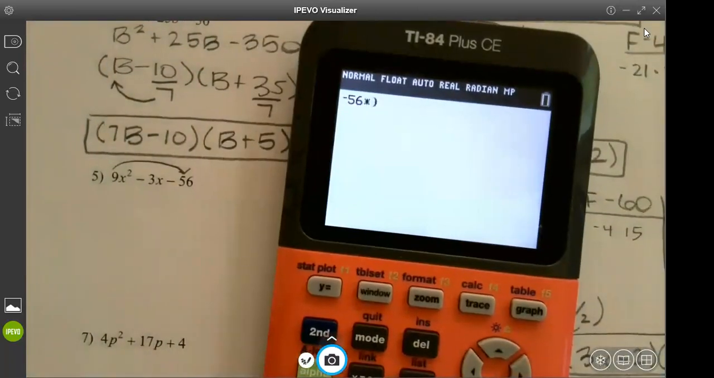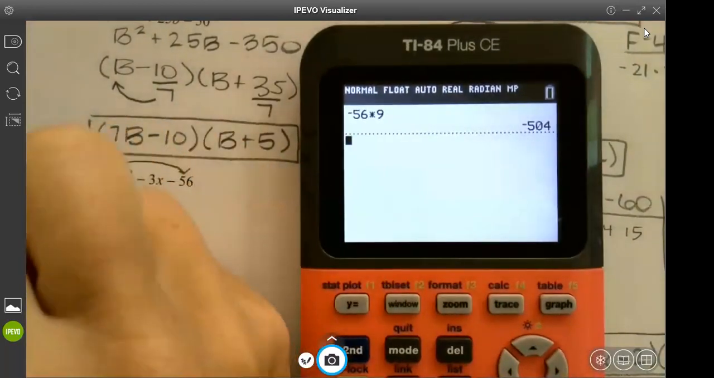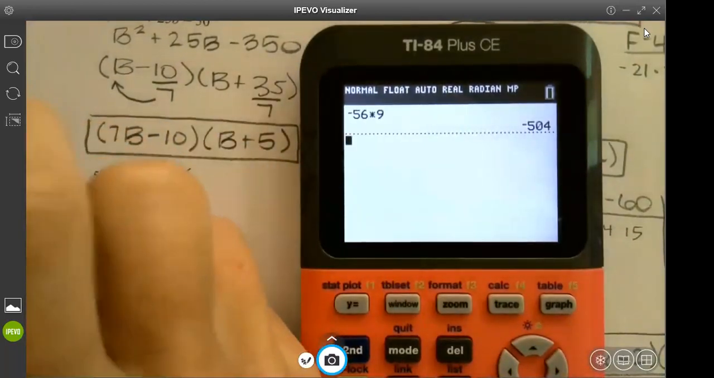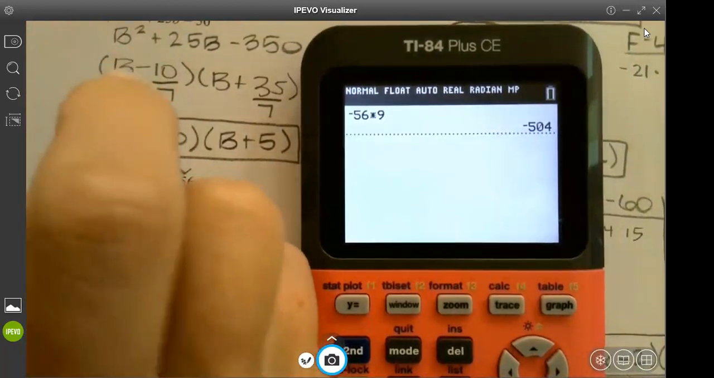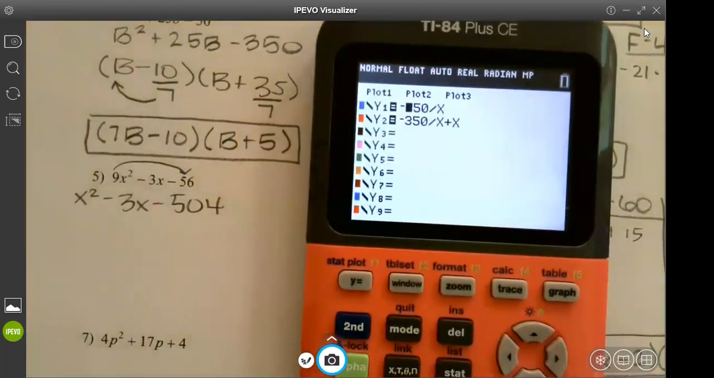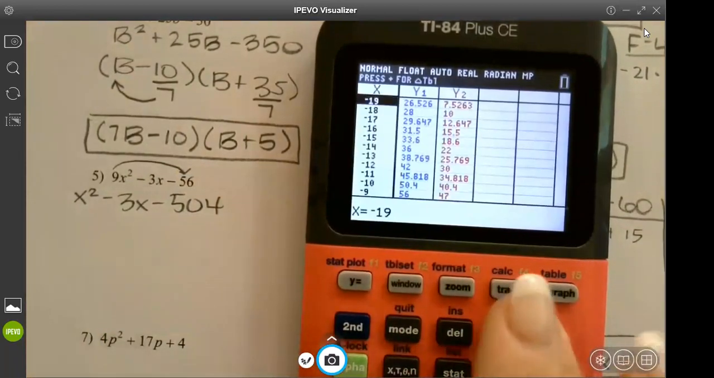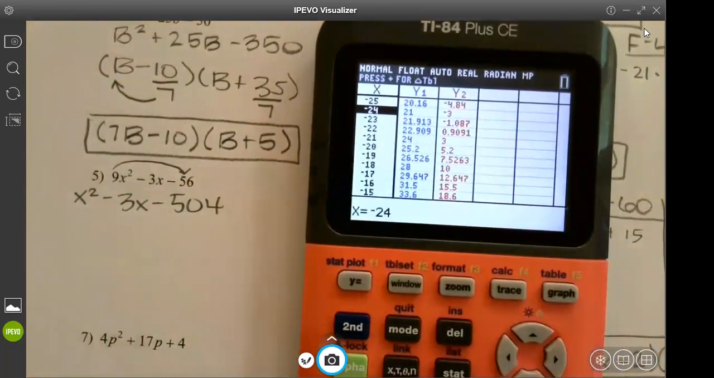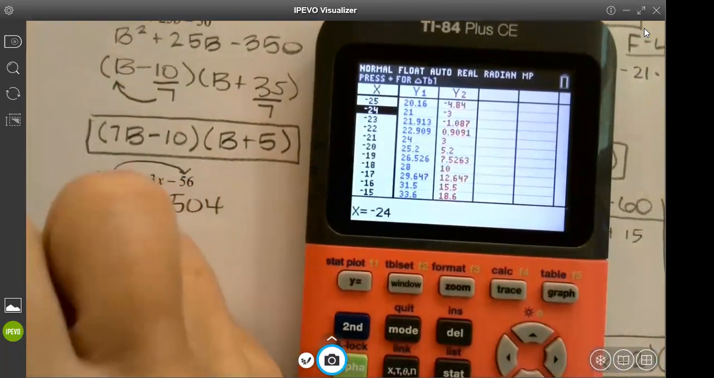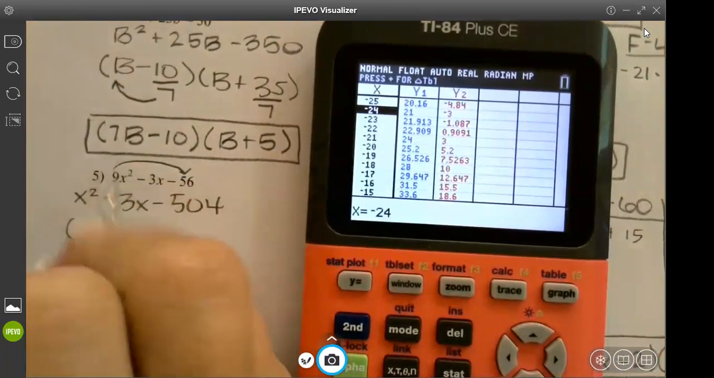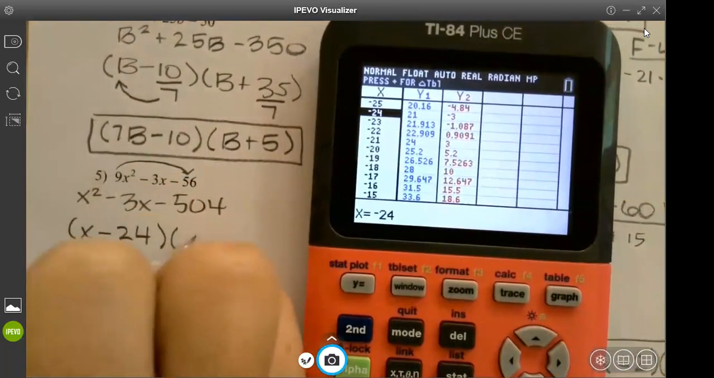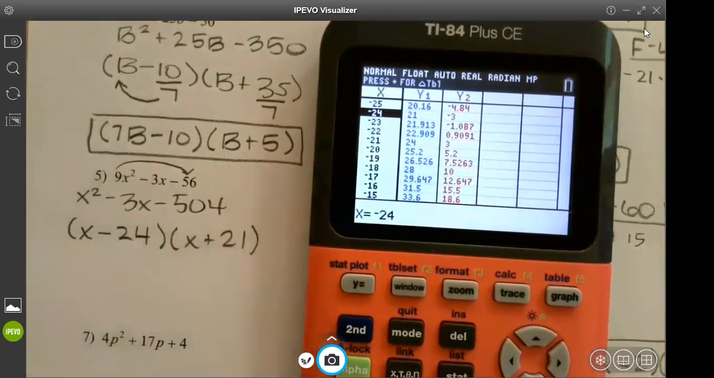Negative 56 times 9 is negative 504. So we get x squared minus 3x minus 504. I need factors of 504 or negative 504 that add to negative 3. So we're looking for negative 3 in the red. There's 10, it's going down here. There's negative 3: negative 24 and positive 21.